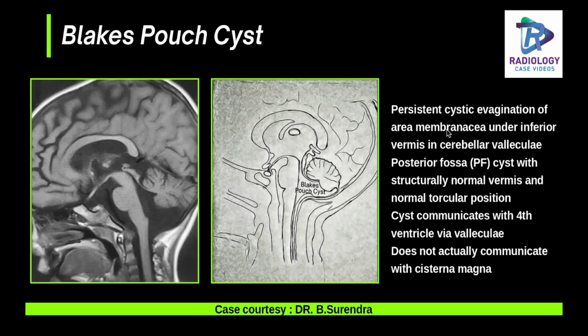Blake's pouch cyst is formed due to persistent cystic evagination of the area membranacea under the inferior vermis into the cerebellar valleculae. This posterior fossa cyst we can diagnose confidently when there is a normal vermis and a normal torcular position. The cyst communicates with the fourth ventricle via the valleculae. However, it does not communicate with the cisterna magna. So these are the classical features: evagination of the area membranacea, and normal position of the torcula with a normal vermis.